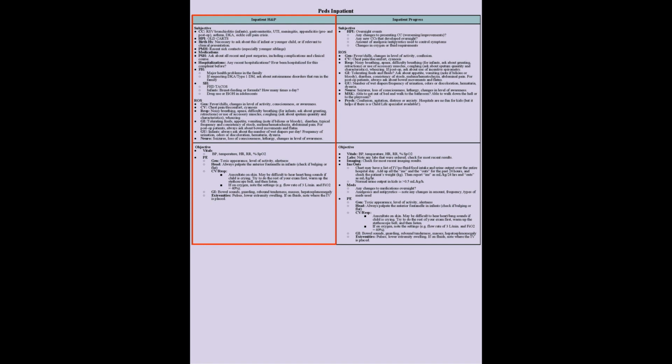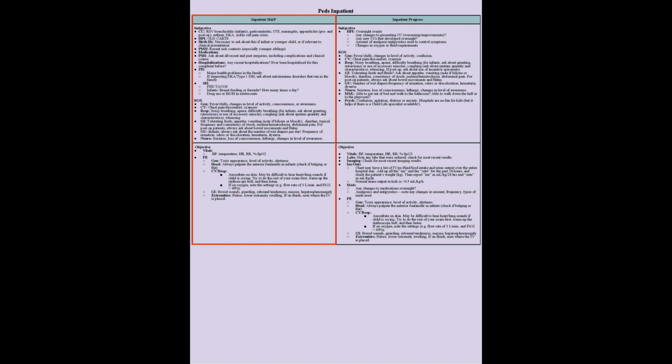Okay, so then for the progress note, really you're just trying to find out if they're doing better or not. You want to ask about if there were any events overnight. If you talk to the nurses, they can definitely help with that. Ask the parents, were there any changes to the presentation? Like, has it been getting worse?